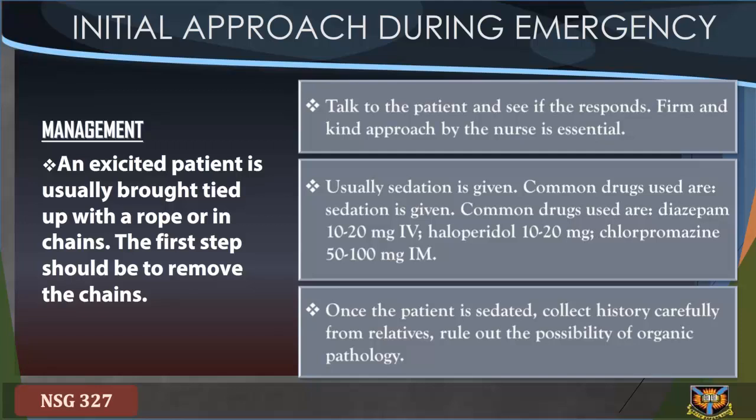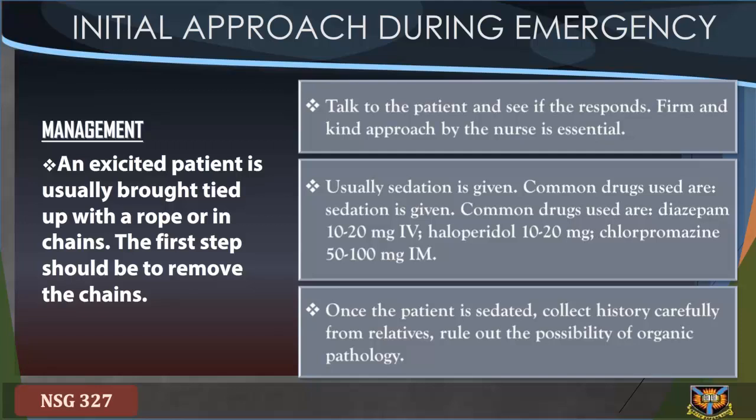Management. 1. An excited patient is usually brought tied up with a rope or in chains. The first step should be to remove the chains. A large proportion of aggression and violence is due to the patient feeling humiliated at being tied up in this manner. 2. Talk to the patient and see if he responds. Firm and kind approach by the nurse is essential. 3. Usually, sedation is given. Common drugs used are diazepam 10 to 20 mg IV, haloperidol 10 to 20 mg, chlorpromazine 50 to 100 mg IM.